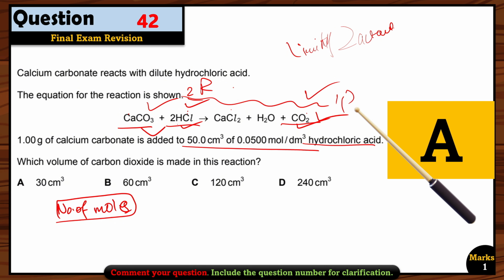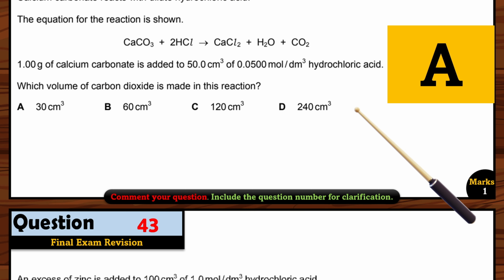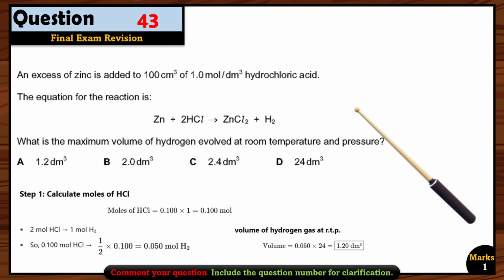So let's see what the answer for this question is. The answer is A, 30 cm³. Okay, so you can do it yourself and find that. Did you get the answer 30 cm³? Yes or no?